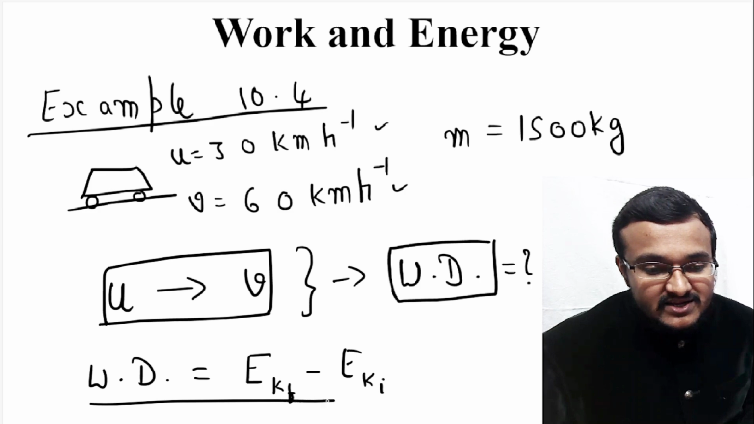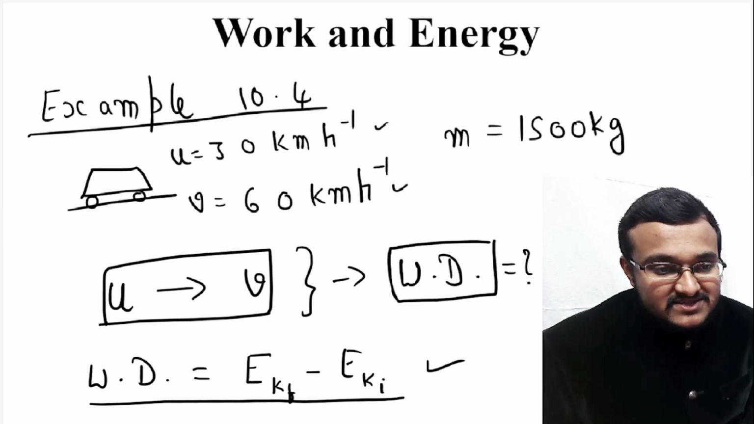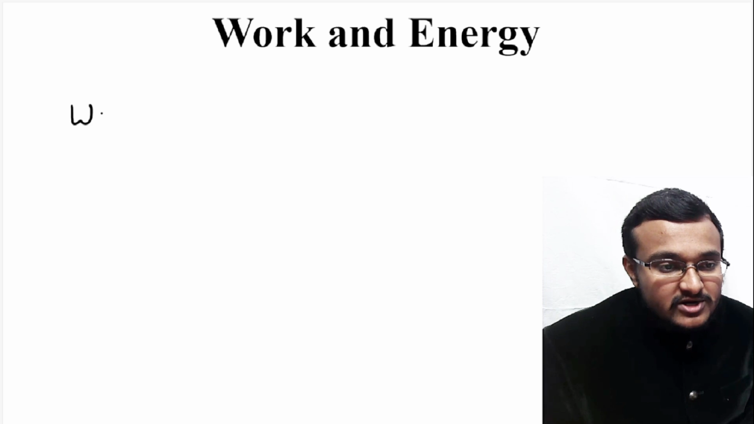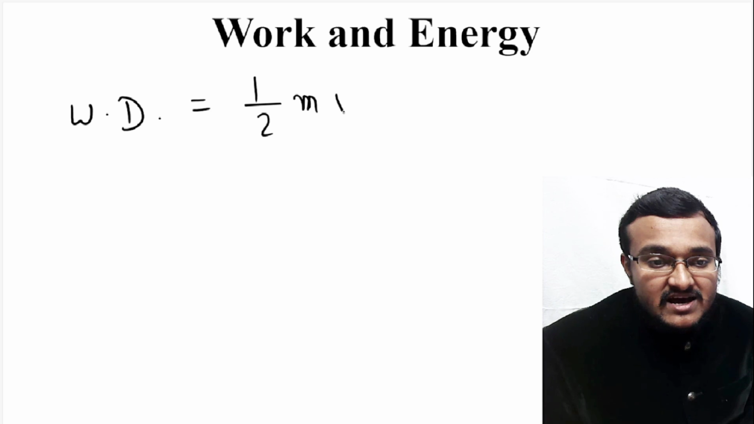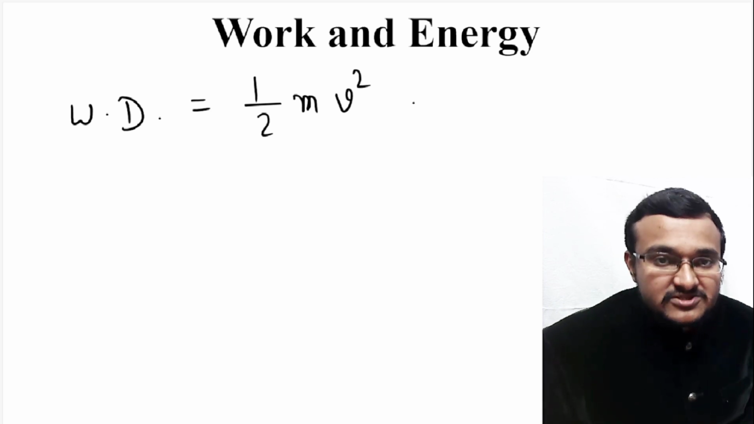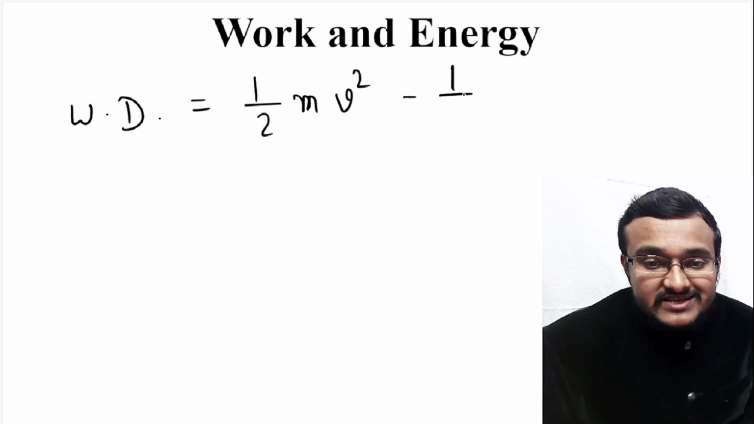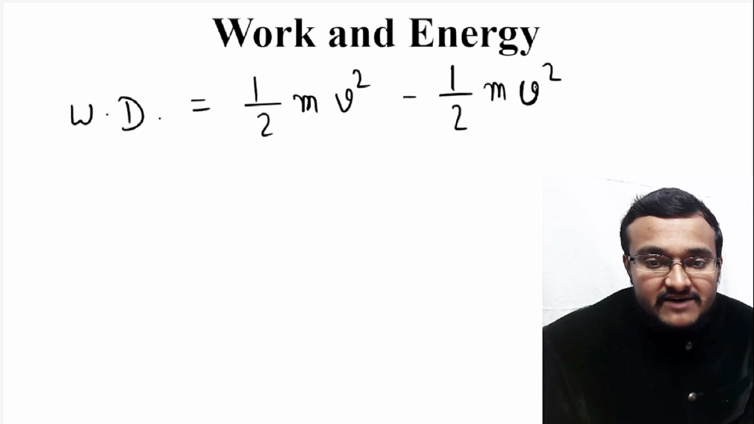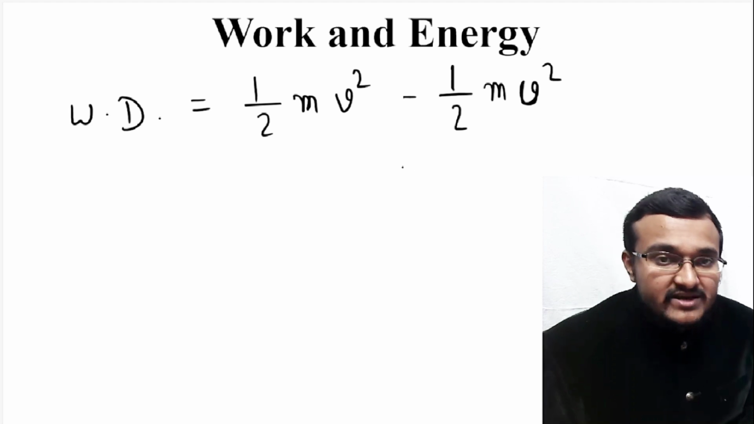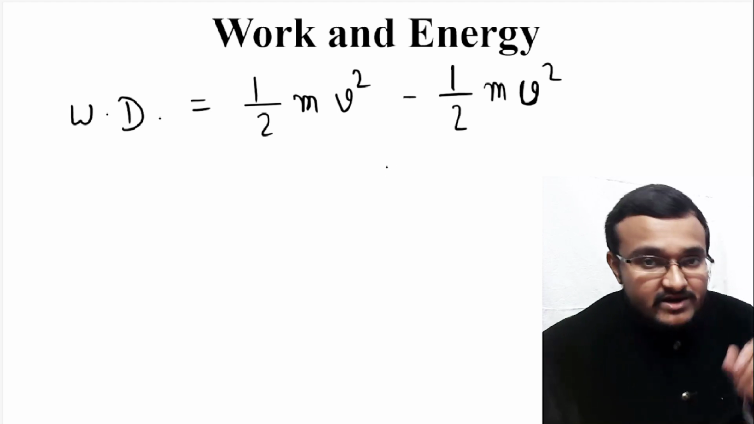So this equation we have, or you can write this as work done is equal to final kinetic energy minus initial kinetic energy. Final kinetic energy is half m, final speed you have to take v square. Initial kinetic energy will be half m u square because initial speed is u. So half m v square minus half m u square will give you the work done.